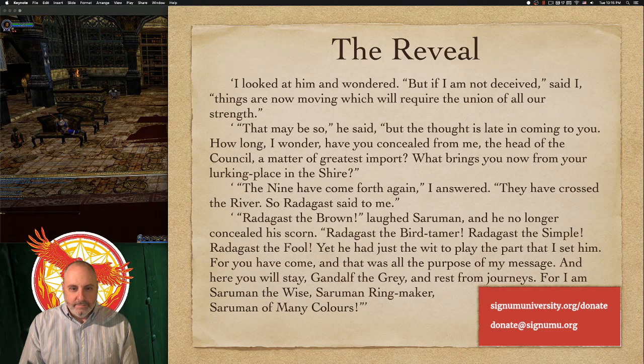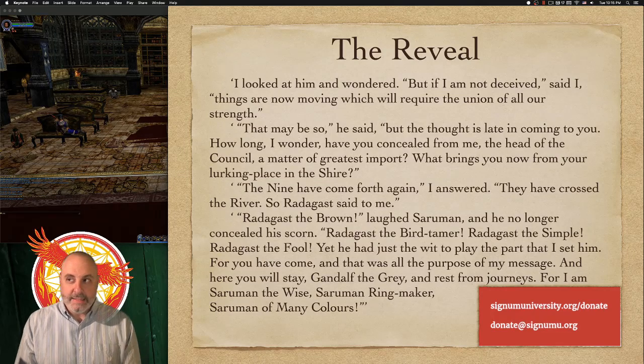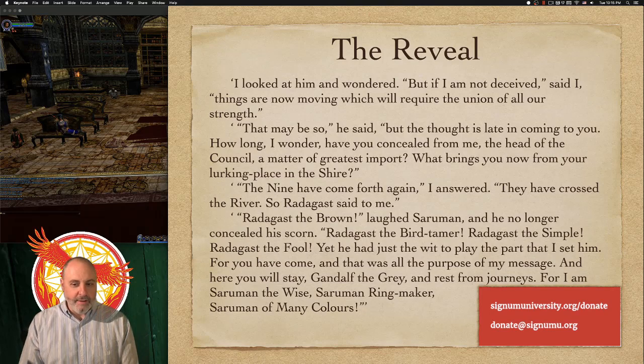Radagast the Simple. Well, now that needn't be an insult, right? I mean, it's quite possible Radagast is in some ways simple. That is, he is living a simple life. He is living close to the earth. He doesn't have complicated needs. He's the friend of birds and beasts. Simple isn't necessarily an insult, though of course it can be an insult. It also suggests that he means it as simpleton.